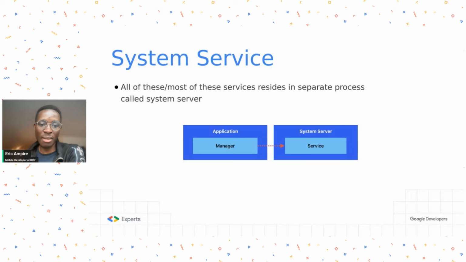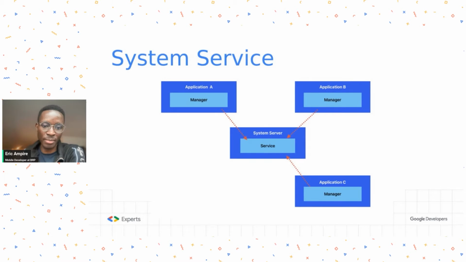Most of the time, a lot of those services run in the system server, which is the name of the process in which many of those services run. And most of the time, we get access to those services by using context.getSystemService, providing the name of that particular service.